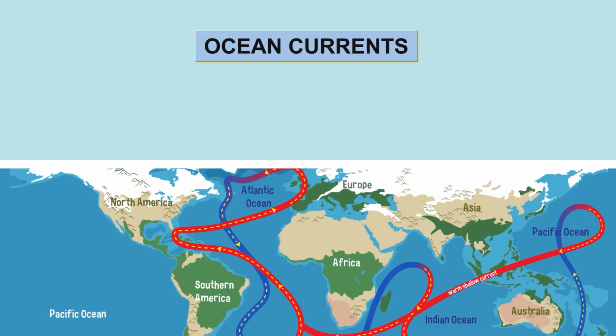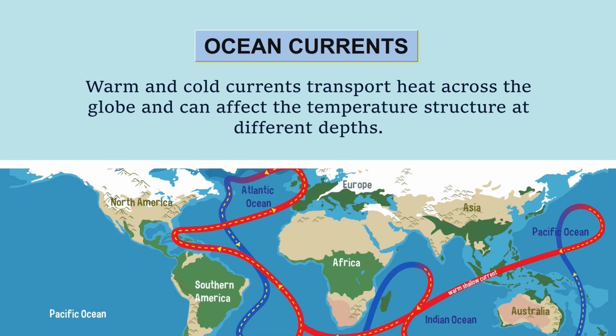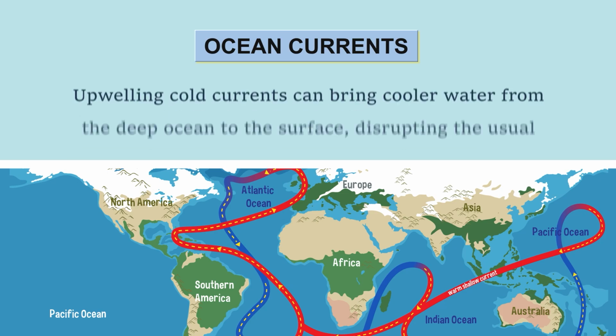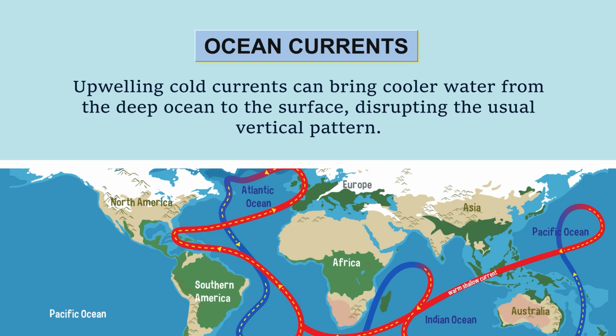Now, there is another factor, ocean currents. Just as it affected the horizontal distribution of temperature, it also affects the vertical distribution of the temperature of the oceans. Warm and cold ocean currents transport heat across the globe and can affect the temperature structure at different depths also. For example, warm surface currents can increase the surface temperature and strengthen the thermocline. Upwelling cold currents can bring cooler water from the deep ocean to the surface, disrupting the usual vertical pattern.